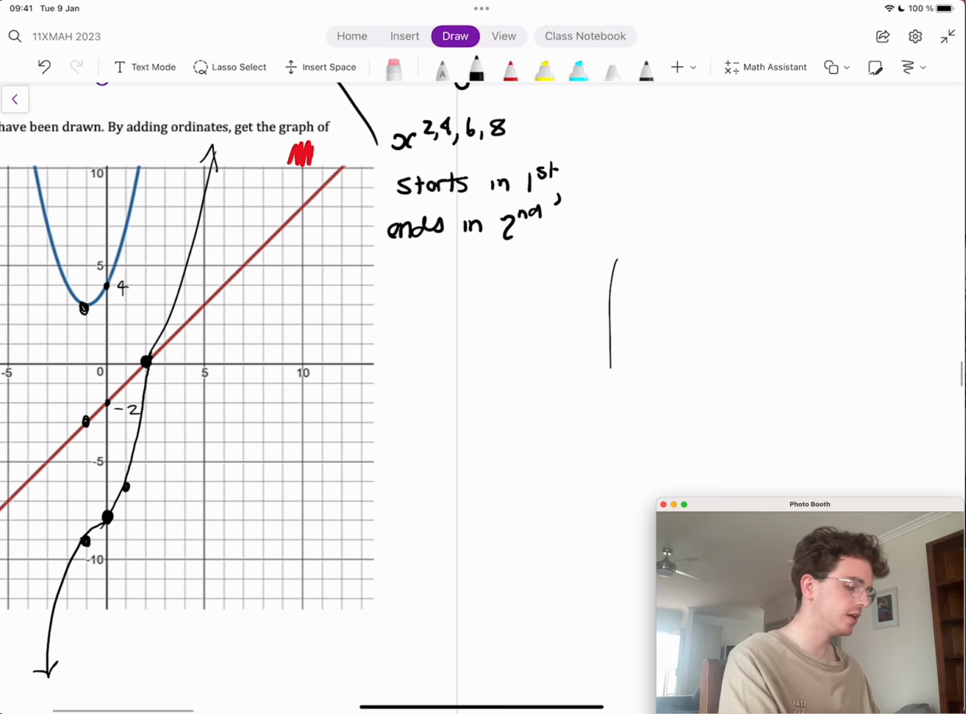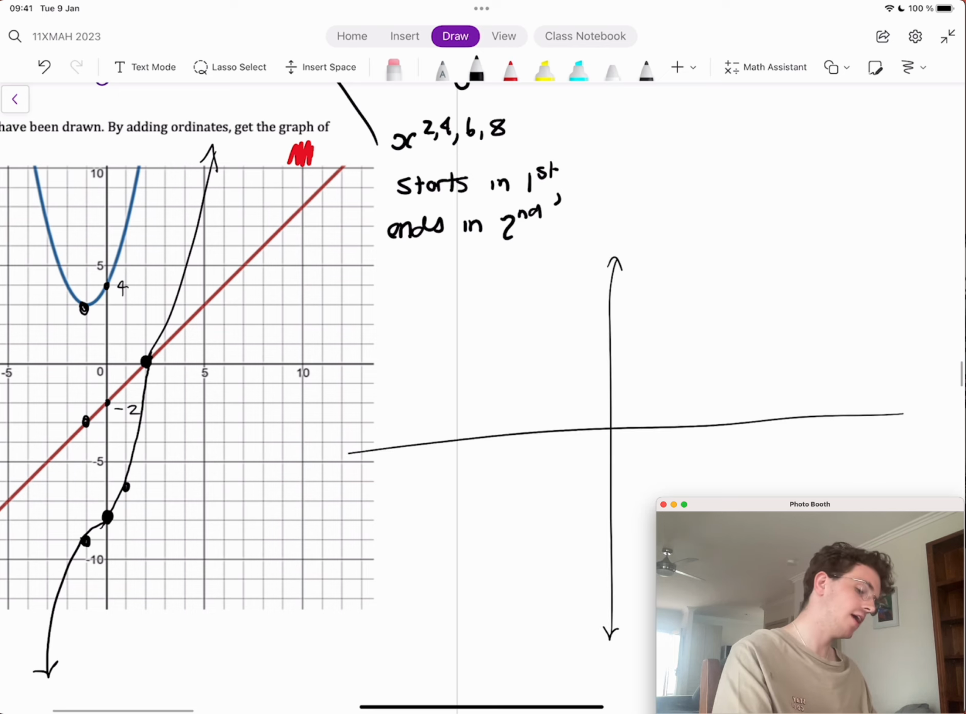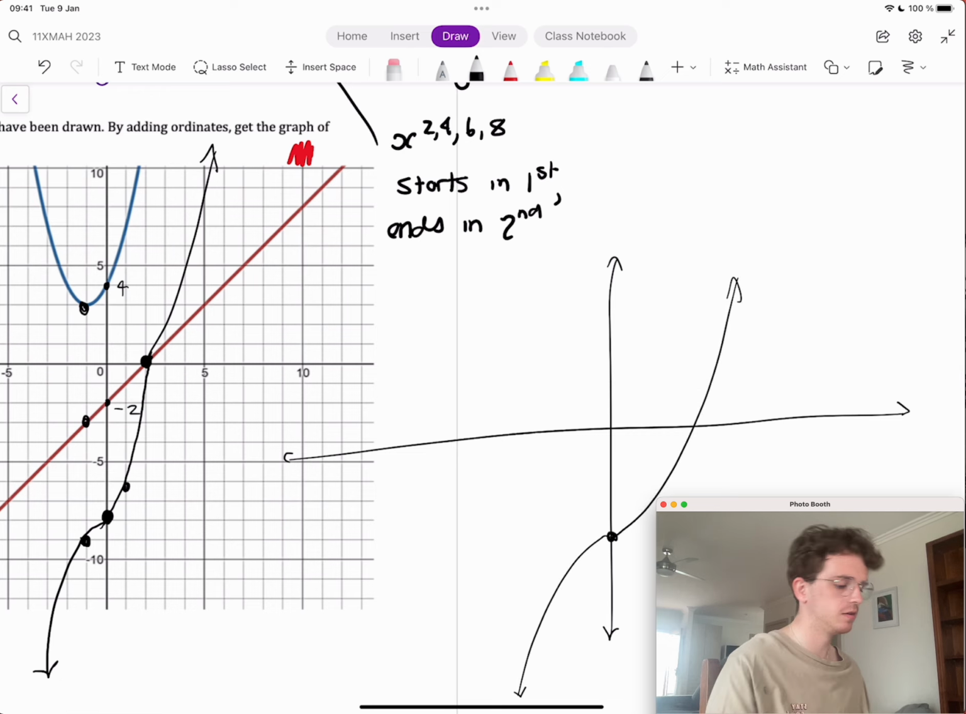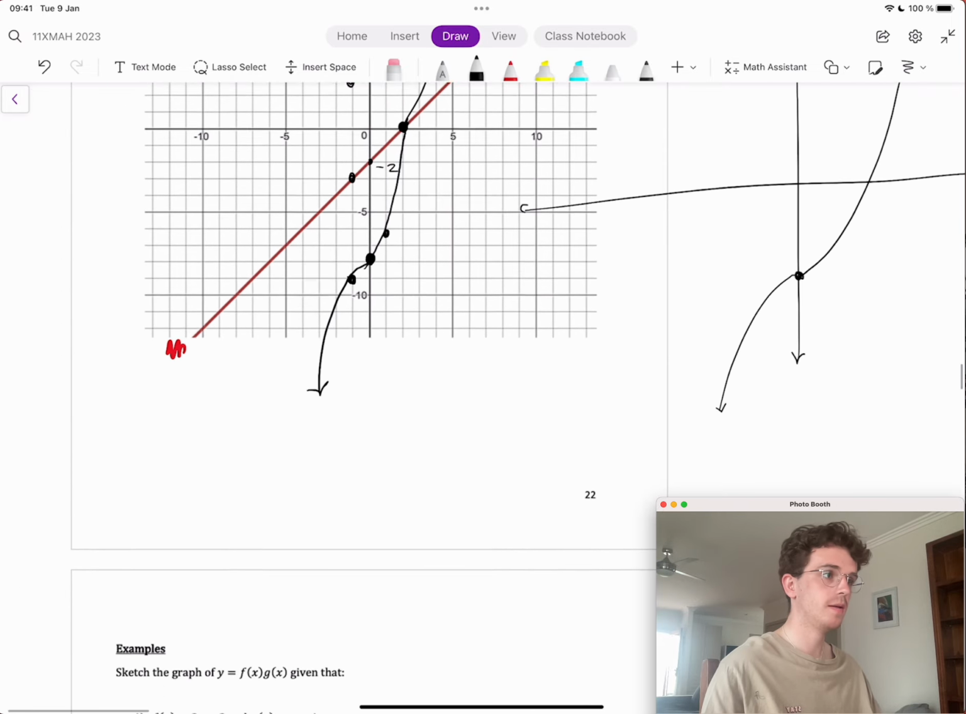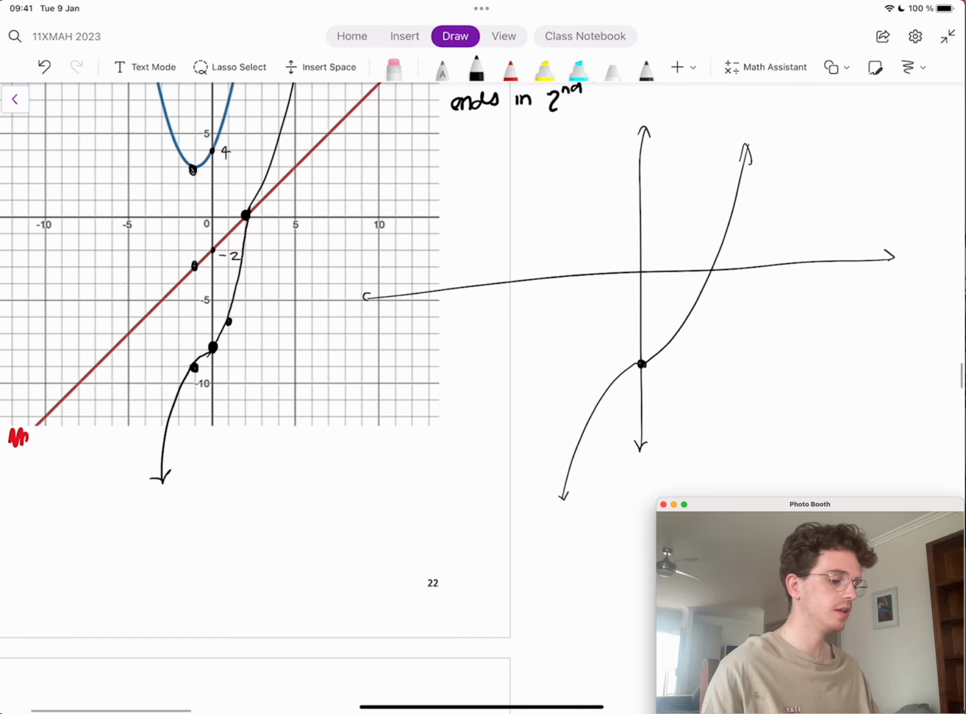Now, of course, in an exam, you would then need to go, okay, I know this is a cubic function. I know that's there. So it looks roughly like that. All right, I'll just pause there.